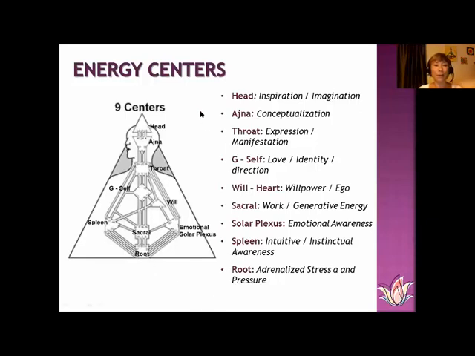So there you have it, the 9 energy centers: the head, the ajna, the throat, the G center, the will center, the emotional solar plexus, the sacral center, the spleen, and the root. I encourage you to go back to this section and really review it at your leisure. Take notes on it as it pertains to your defined centers and your undefined centers.